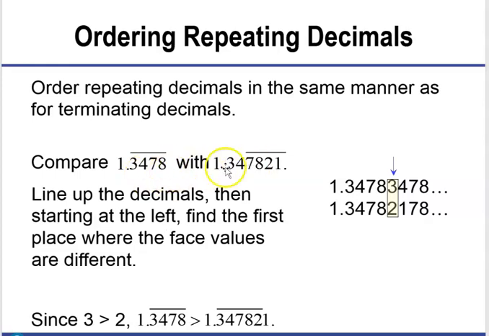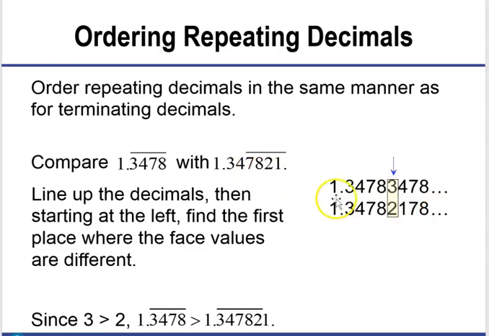If you're comparing these two decimals, write them out. So 1 with the repeating 3, 4, 7, 8. They just wrote out 3, 4, 7, 8, 3, 4, 7, 8. You could write it out further if you needed to. And then 1.3 and the repeating part here is 7, 8, 2, 1. Just write that out. And then you compare.